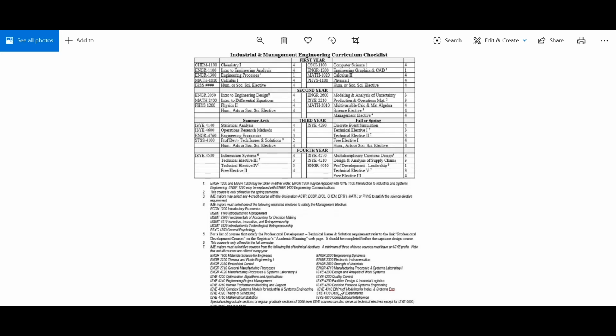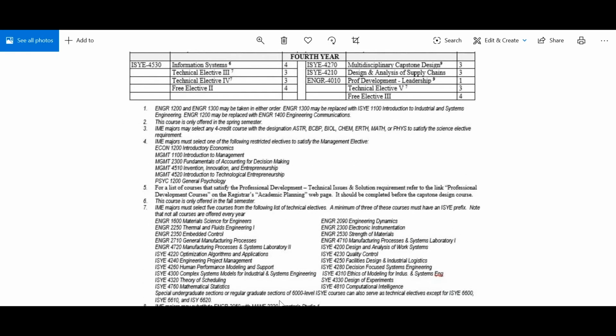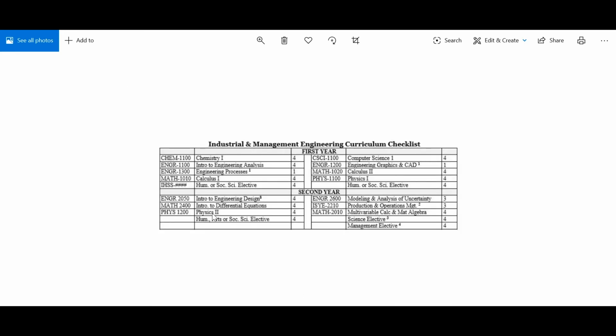That has a footnote as well. So this course, you're able to substitute either with IED or Inventor Studio 1, which is something that you'll take later once you've actually registered for physics as well. So Physics 2 is the next course here. You've got Introduction to Differential Equations, which is that next math, and then you've got a Humanities course.